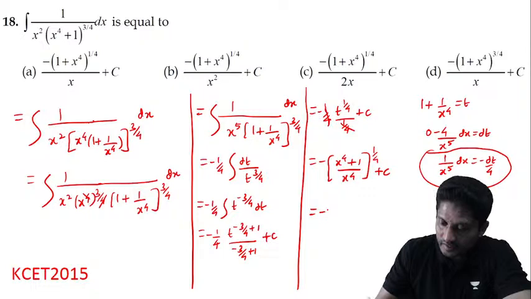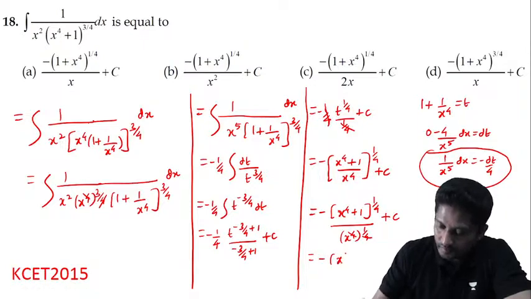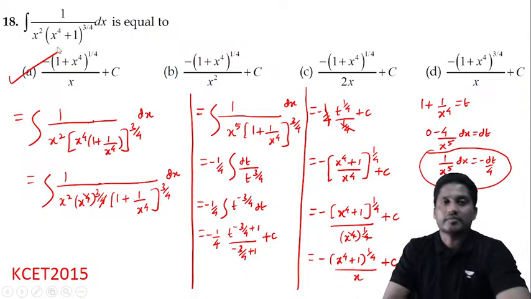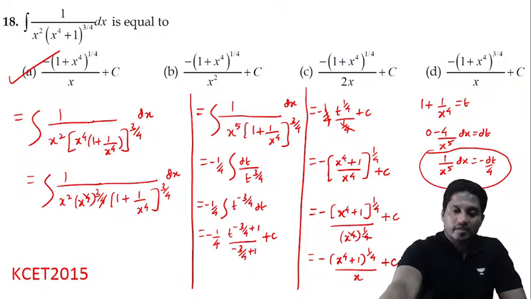Okay, now this is equal to minus x to the power of 4 plus 1 whole to the power of 1 by 4 divided by x power 4 whole to the power of 1 by 4 plus c. 4 and 4 cancel. Get minus of x power 4 plus 1 whole power 1 by 4 divided by x plus c. Okay, answer is option A. There are similar questions in NCERT miscellaneous, and there's one similar worked example also. In the textbook you can check for extra practice questions. Let's move to the next question.